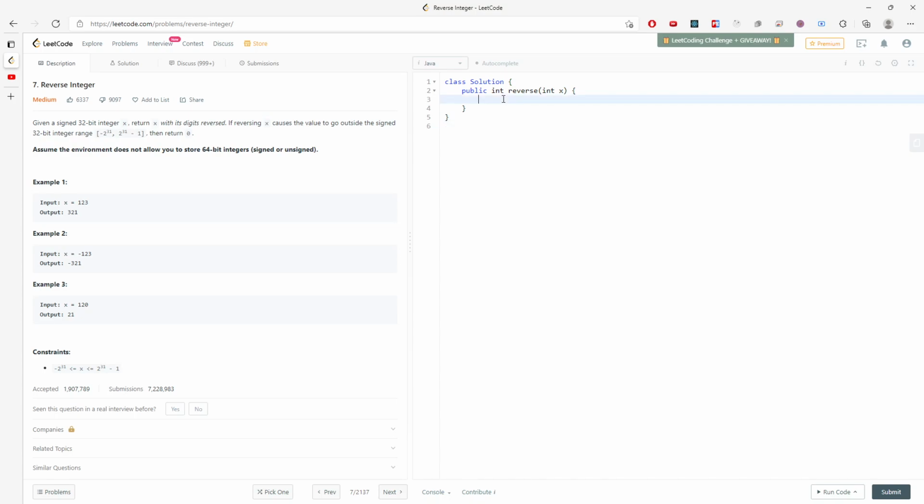So let's just start coding without thinking about the boundary first. I have an integer and I'm going to call it sign. It will take care of whether I'm reversing a positive integer or a negative integer. So if x is less than 0, sign is going to be -1, else +1, and the result should be 0. Later on I will just return sign multiplied by result.